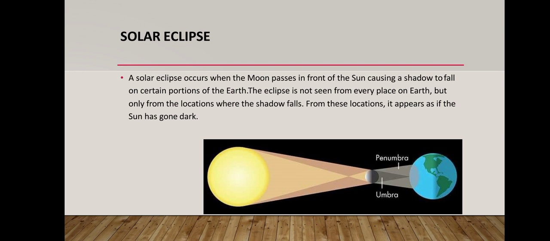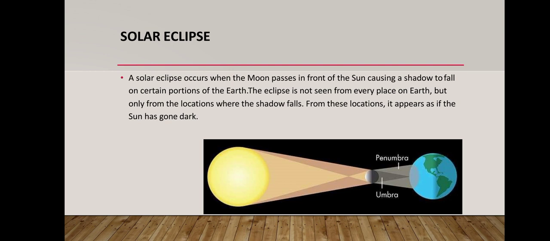As you can see in this diagram, between the sun and the earth there is a moon, and the moon coming in between them causes a shadow on the earth. So wherever the shadow reaches the earth's surface, it will be a darker part, and where the shadow does not reach, it will be a lighter part.